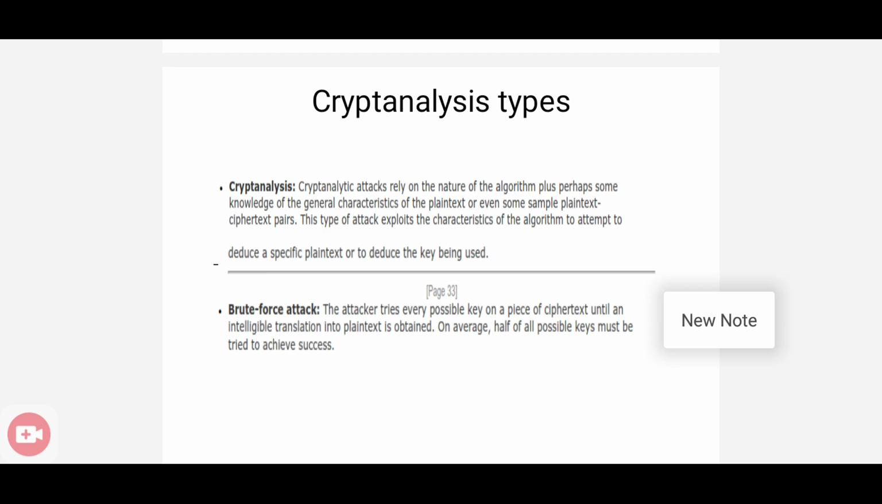ഇനി എത്ര കീസ് യൂസ് ചെയ്യുന്നുണ്ടെന്നാണ് സെക്കൻഡ് കോൺസെപ്റ്റ്. അതായത് സിമെട്രിക് സൈഫറിനെ സംബന്ധിച്ചിടത്തോളം ഒരേ ഒരു കീ മാത്രമേ യൂസ് ചെയ്യുന്നുള്ളൂ, ദാറ്റ് ഇസ് ദ സീക്രട്ട് കീ. ബട്ട് ഇൻ ദ കേസ് ഓഫ് asymmetric cipher we can use 2 keys. One is a public key, other one is a private key.